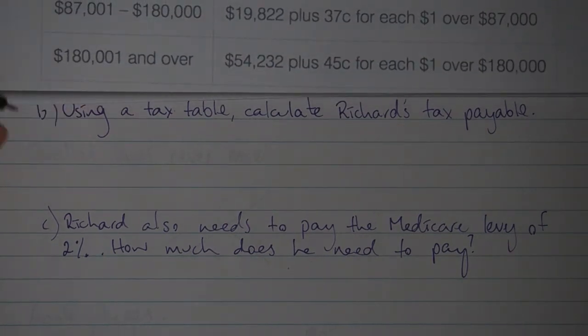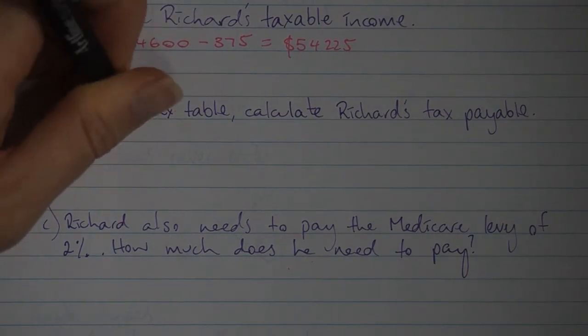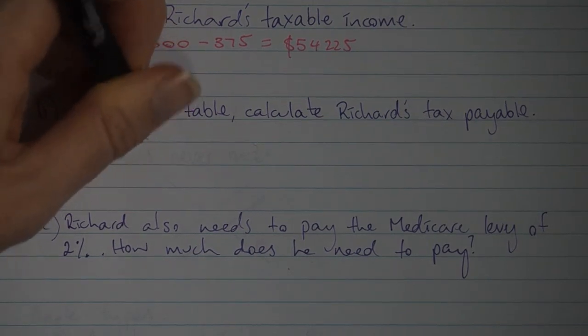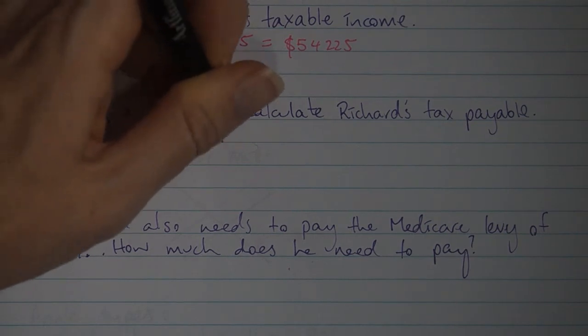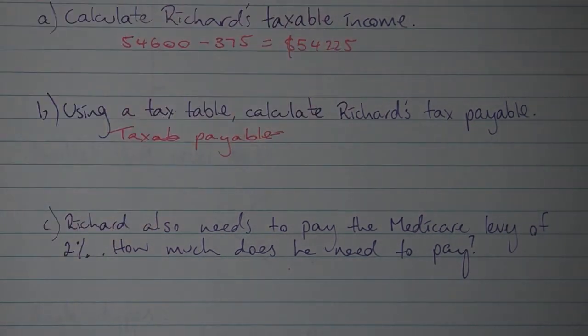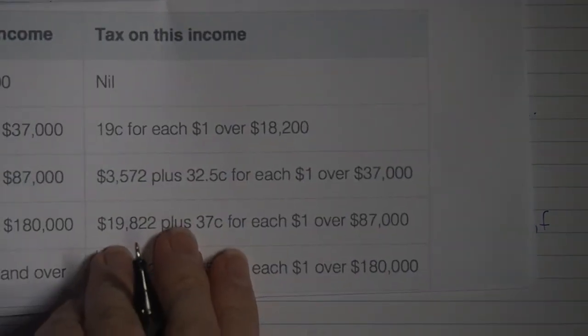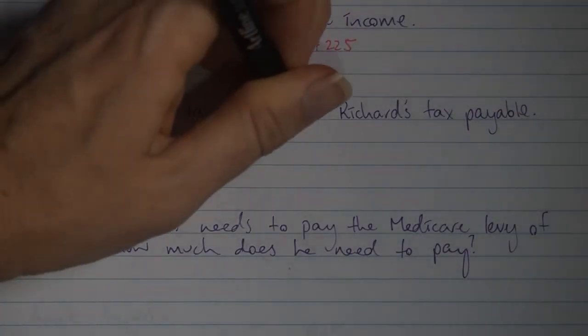His tax payable, always label what it is that you are finding. Tax payable is equal to, as the table tells us, 3,572 plus 32.5 cents for every dollar over 37,000. So 3,572.